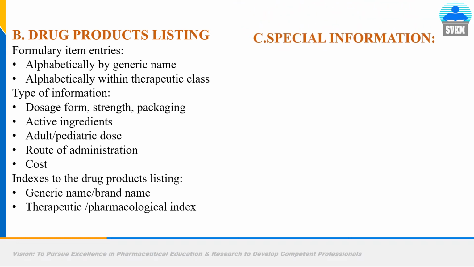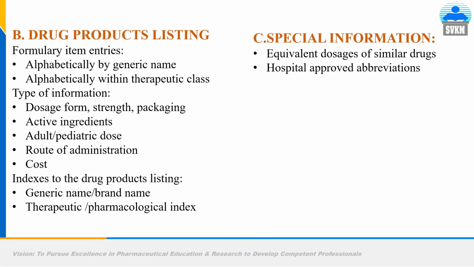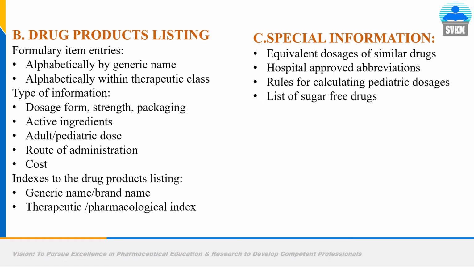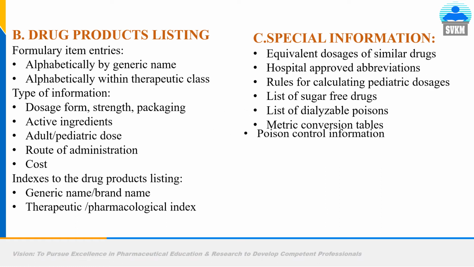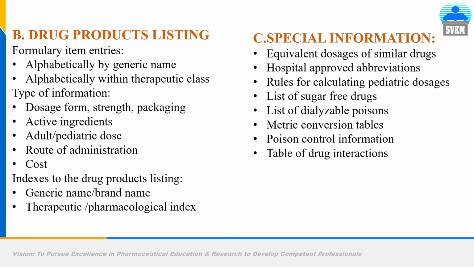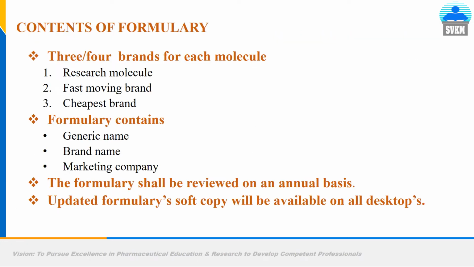In special information, equivalent doses of similar drugs, hospital approved abbreviations, and rules for calculating pediatric doses are included, along with a list of sugar-free drugs, a list of dialysable poisons, metric conversion tables, poison control information, and tables for drugs.